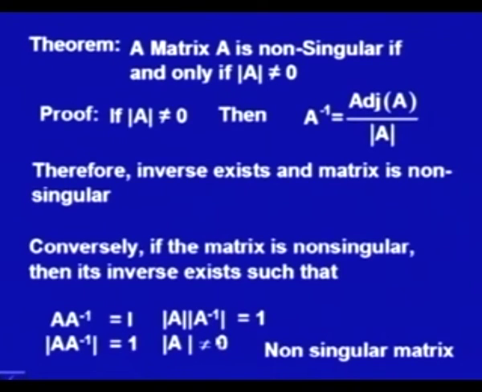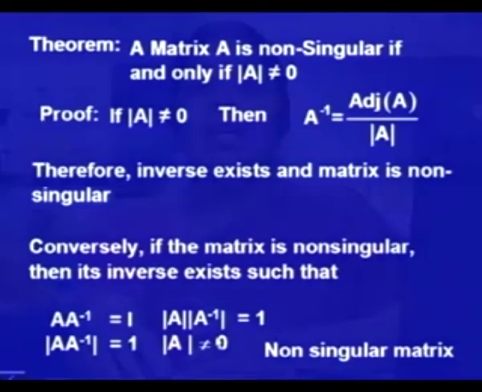Now, after proving this, one can take this result as a definition of a non-singular matrix. Previously, we defined a non-singular matrix as one which has an inverse, but now we can say that if the matrix has a non-zero determinant, then it is non-singular. So, this can be taken as a definition of a non-singular matrix.